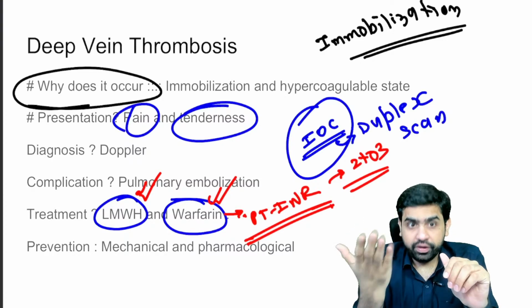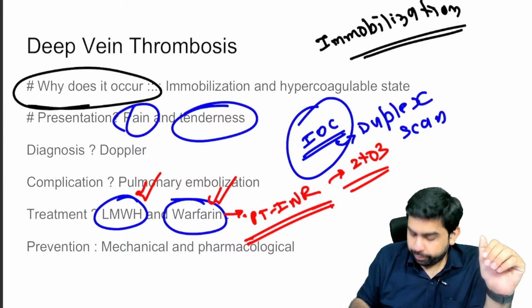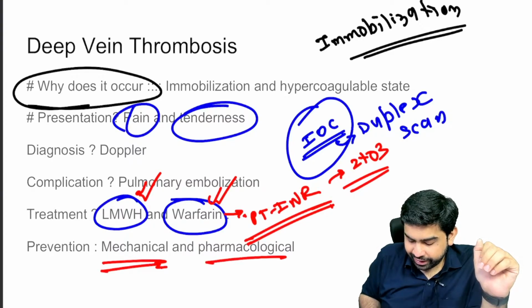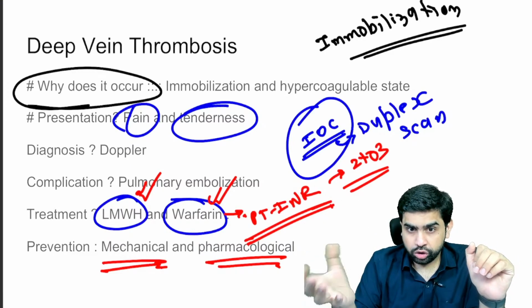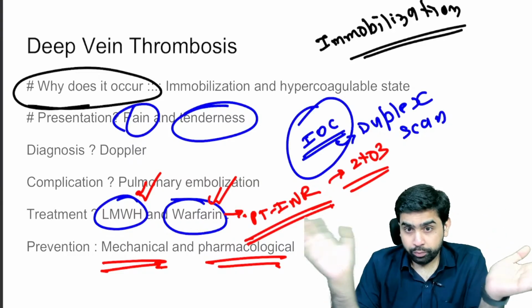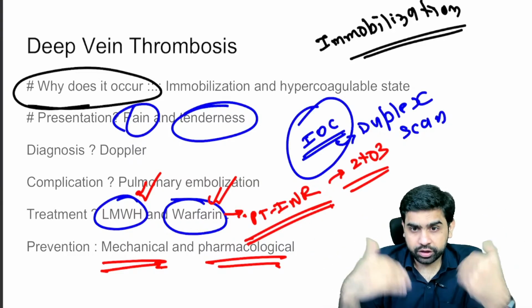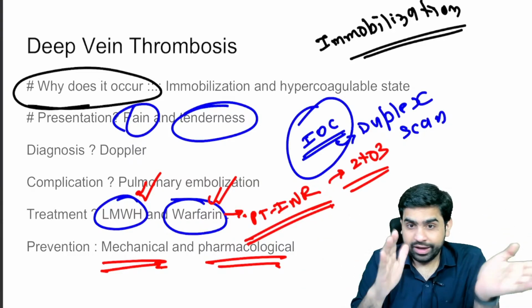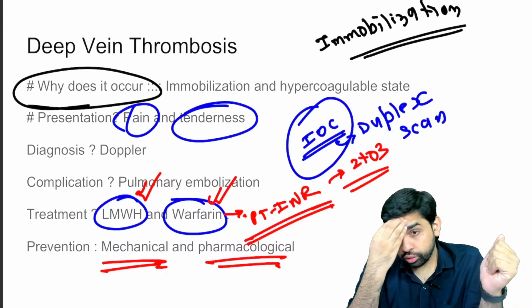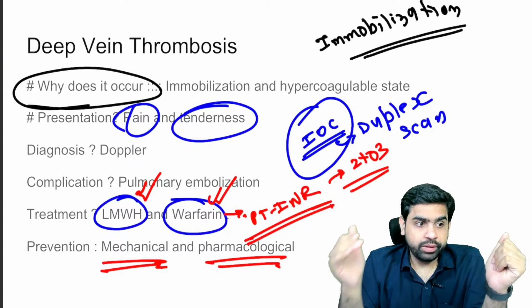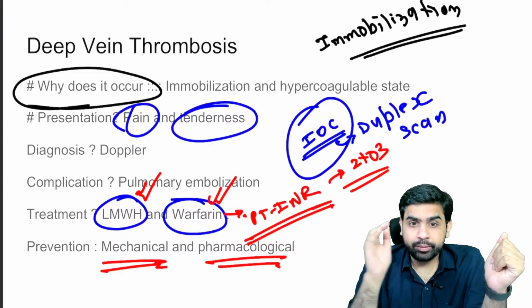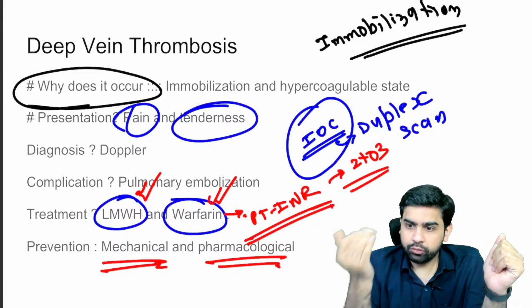Finally, how do you prevent deep venous thrombosis? For the prevention of deep venous thrombosis, you have mechanical and pharmacological methods. Mechanical means the pneumatic compression stockings, that you put on during the surgery, and even after the surgery in the ICUs and in the HDU units, you put the patients on these pneumatic compression stockings. Then you have pharmacological treatment. What you give in the pharmacological treatment is LMWH, enoxaparin. That is what you give.